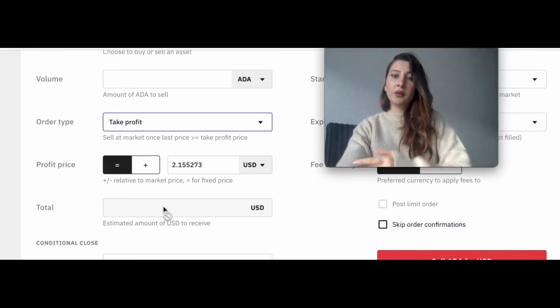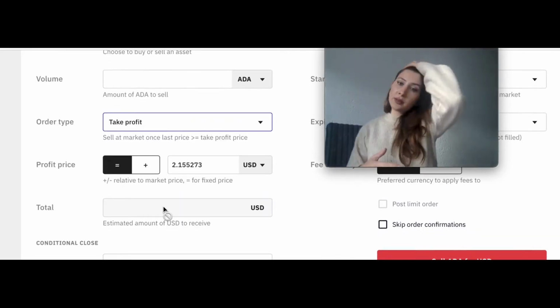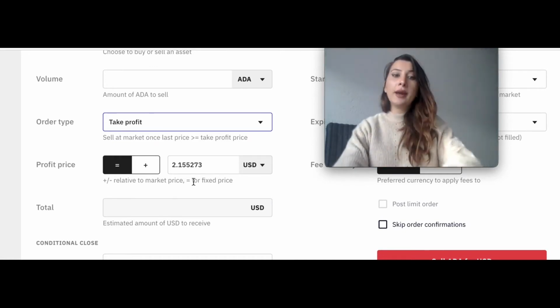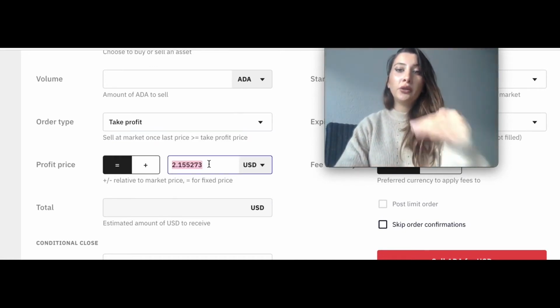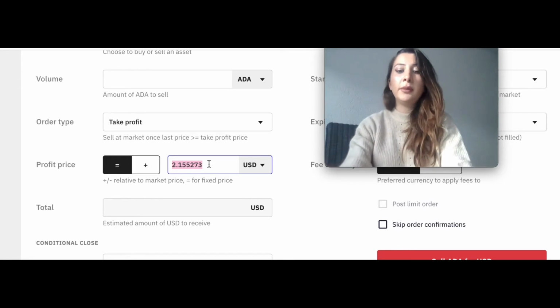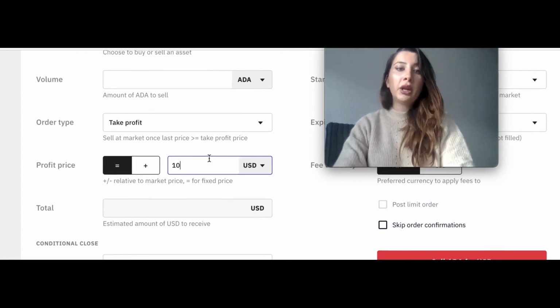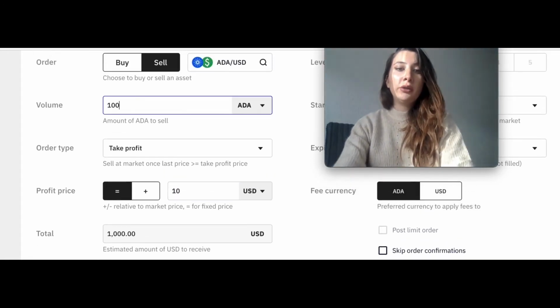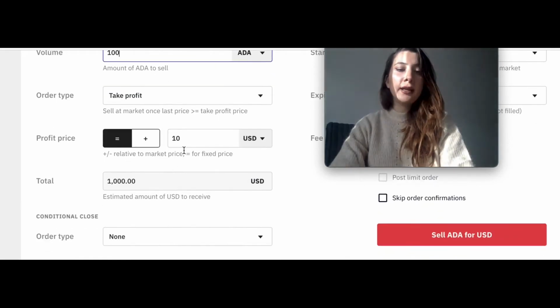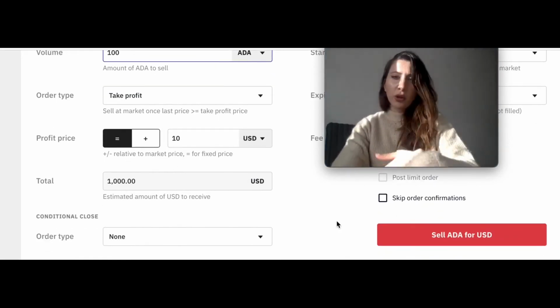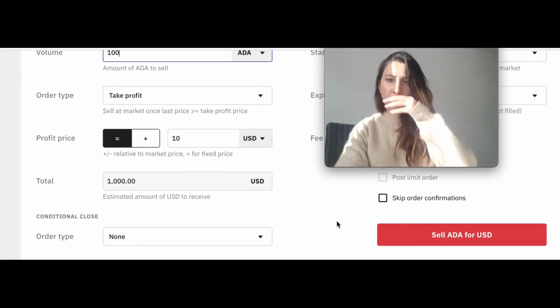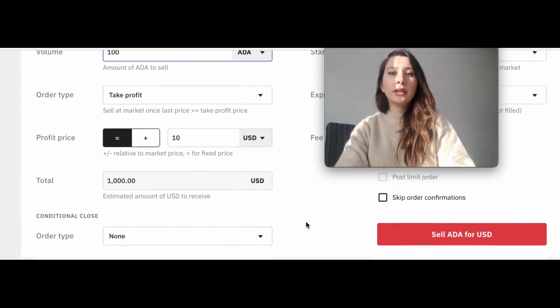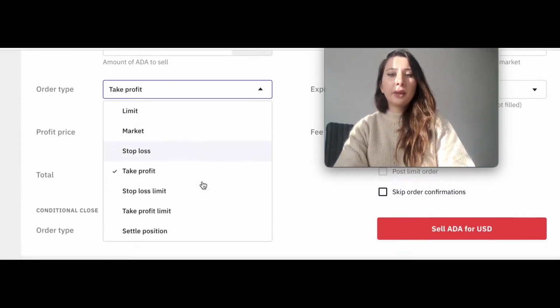So if you want to take profit on your investment at some price point, for example, when ADA hits 2.2 or 2.5 or maybe 10, whatever you want, you can just indicate the volume that you want to sell for price 10, and Kraken will automatically activate this order as soon as your price target is met. The other options are quite similar, but I don't use them, so you probably won't need them. Stop loss, take profit, that's it.